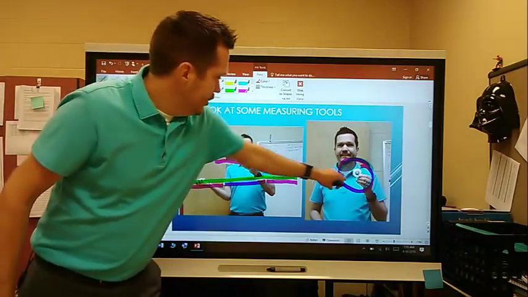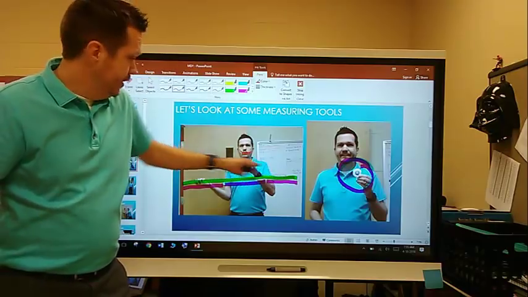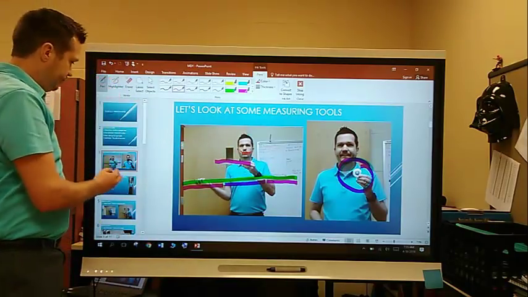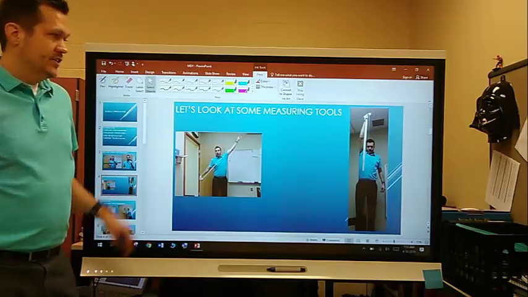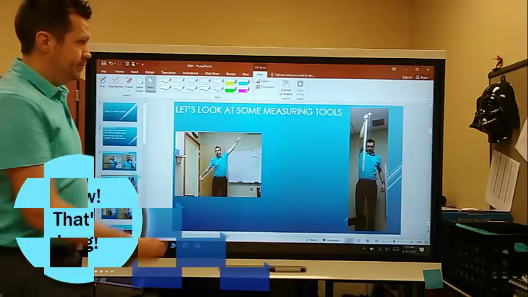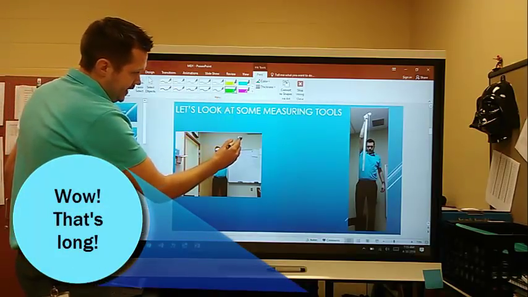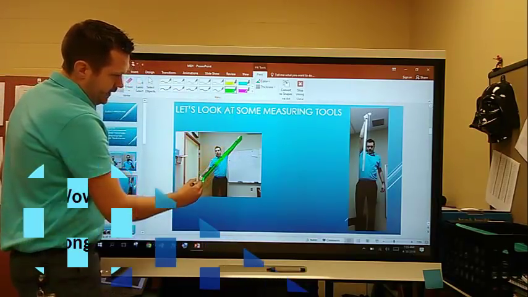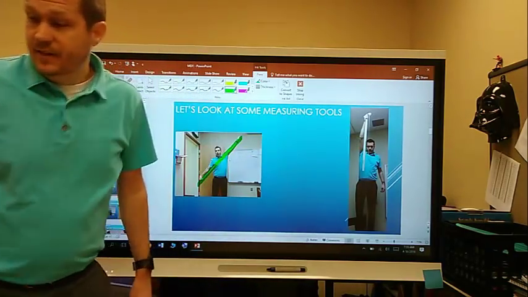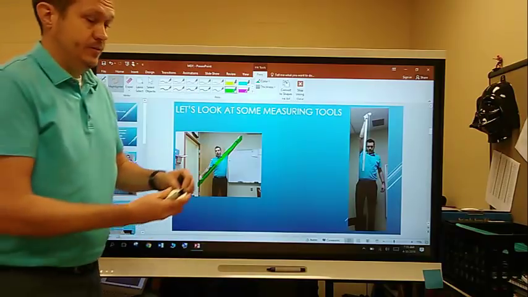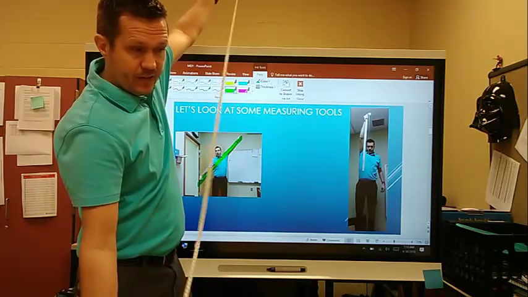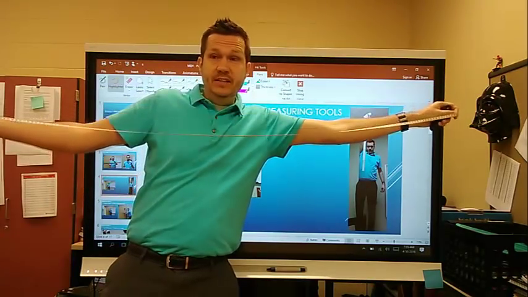So that is a tape measure, a meter or yardstick, and then a ruler. Those are some of the ones that we'll be taking a look at. You can see here, I'm opening up a tape measure in this picture. Look at how big it is. It actually goes even bigger than that. This right here is a tape measure. Look at how big it goes. That's a pretty big tape measure.